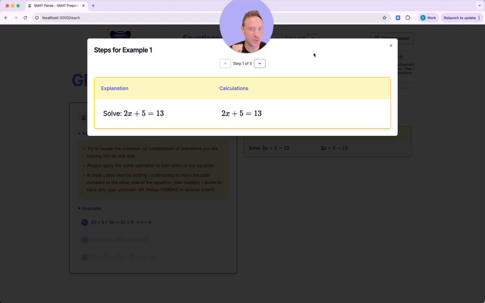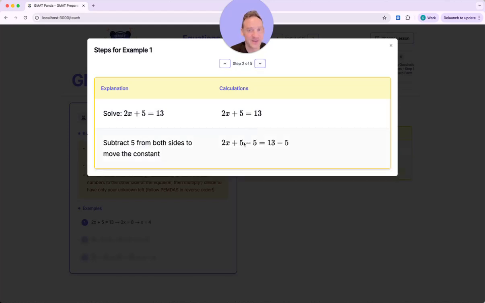Well, it's essentially in two steps. First of all, we want to isolate all the x's on one side and all the non-x's on the other. So in this case, we just happen to have all the x's on the left, but we don't have all the numbers on the right. We've got this plus 5 here. So we want to move it over to the right. And the easiest way to do that is we're going to subtract 5 on both sides. Remember that in an equation, you always have to apply the same operation on both sides.